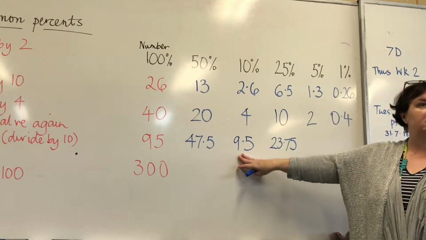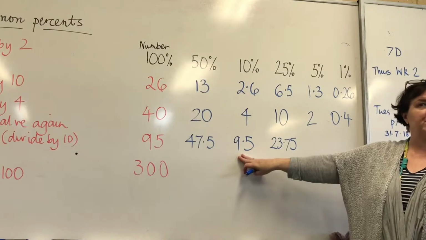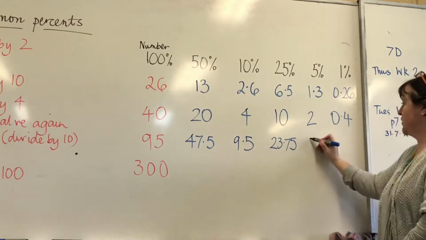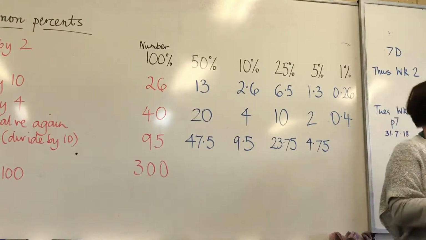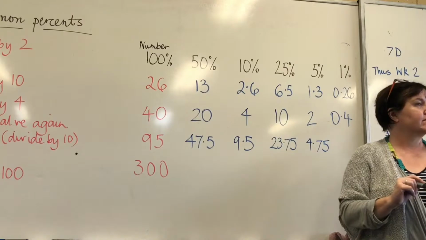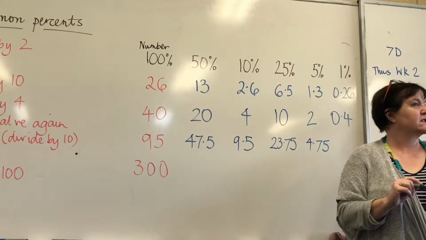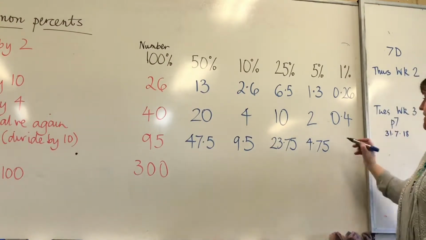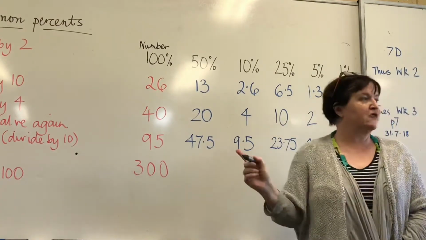Okay, 5%. To halve this, half the 9 is 4.5. Half the 0.5 is 0.25. So 4.75. Well done. And then what is 1% of 95? Let's divide it by 100. Emma? 0.95. Well done.